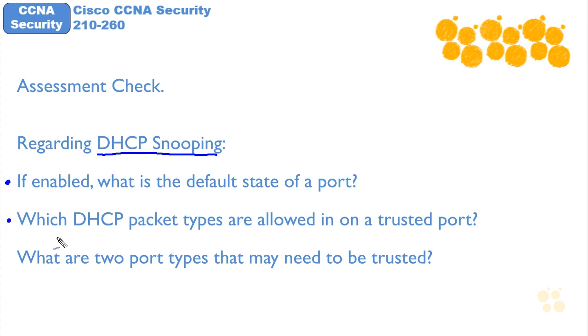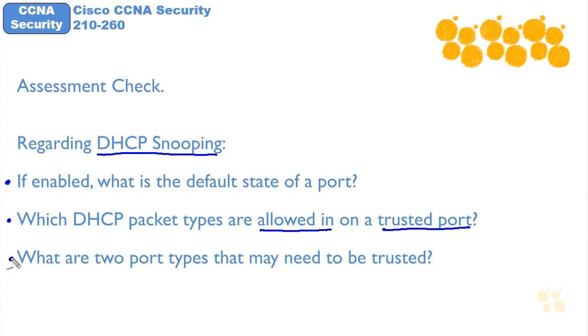Question number 2, which DHCP packet types are allowed in on a trusted port? The answer is every type of DHCP packet, whether it's server-based or client-based. If it's a trusted port, it's not going to be stopping DHCP packets of any type. It's an untrusted port that denies and will not allow server-type DHCP messages and packets to be sent in. So a trusted port is wide open from the perspective of what types of DHCP packets can be seen.